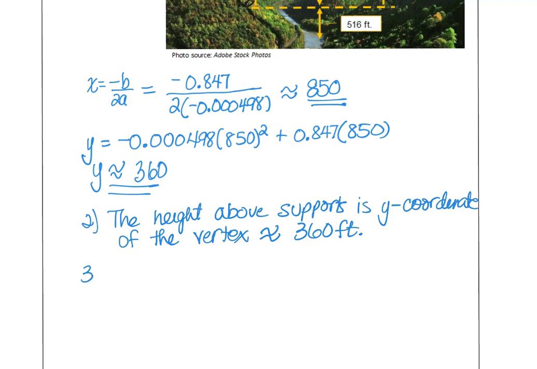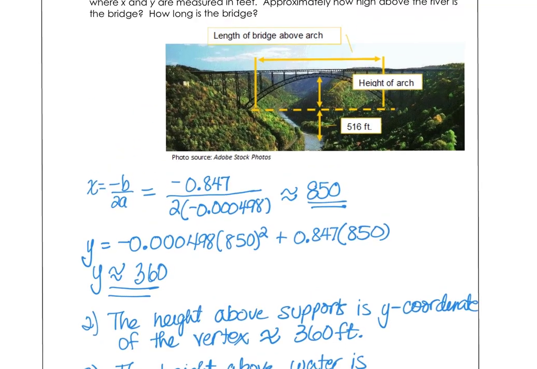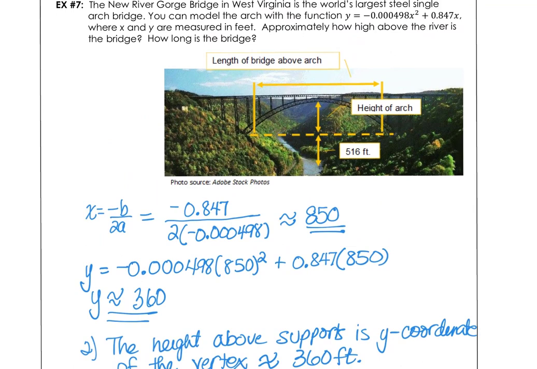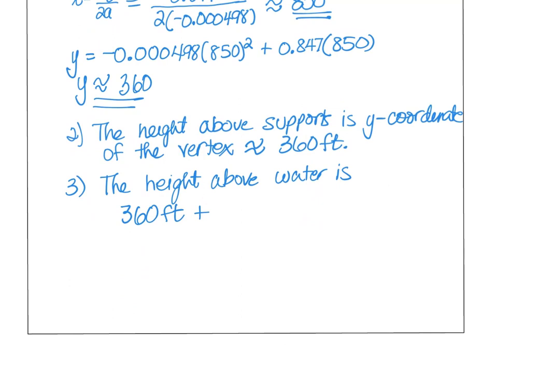And we know the height above the water is 360 feet plus, let's go back and look at the picture. We've got this 360 feet plus 516 feet. So that's about 876 feet.